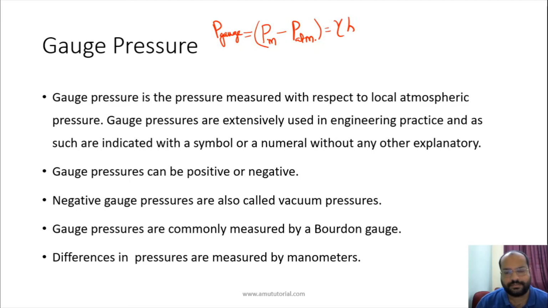Now, since the pressure can be above atmospheric pressure or below atmospheric pressure, the difference could be positive or negative. So it means that the gauge pressure can be positive or negative. Negative gauge pressures are called vacuum pressure. We measure the gauge pressure by manometers or Bourdon gauge.